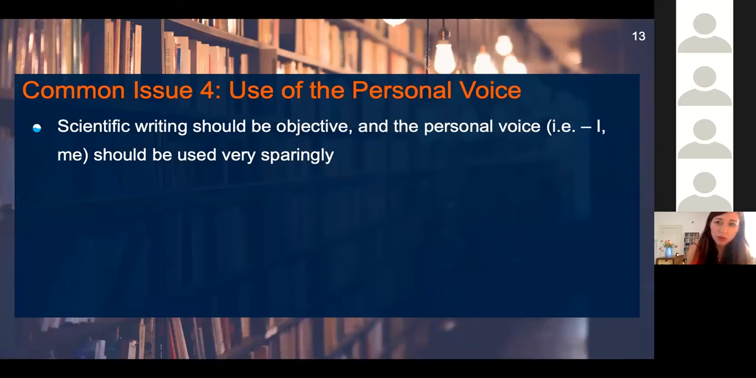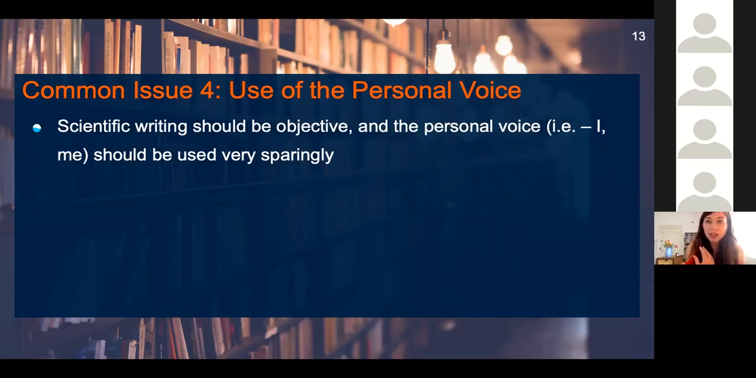Now, the fourth of 5 issues in this regard is the use of the personal voice. Scientific writing should generally be objective, and the personal voice, for example, I, me, my, things like that, should be used very sparingly. Now, I don't say not at all, because occasionally it can be used, but not in every sentence, like saying, I believe this, I argue that. It needs to be more built on existing literature. So Peterson 2020 argues that. So that style of writing.